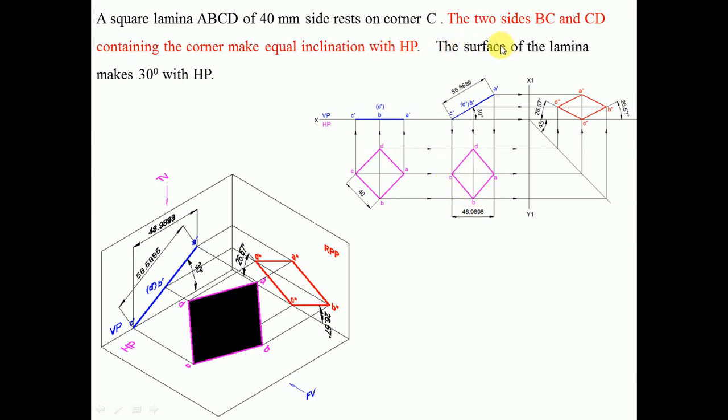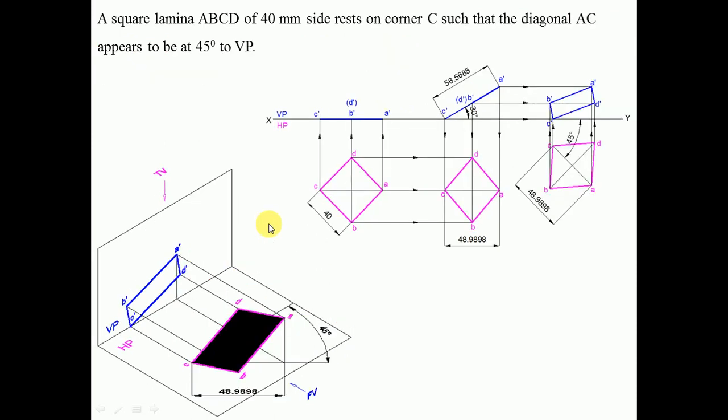So now the surface of the lamina makes an angle of 30 degrees with HP, and this need not be shown because I am looking from here. When I am looking from the left side, I can see that the side B dash, the sides BC and CD containing the corner C make equal inclinations with HP. So you can see these two inclinations.